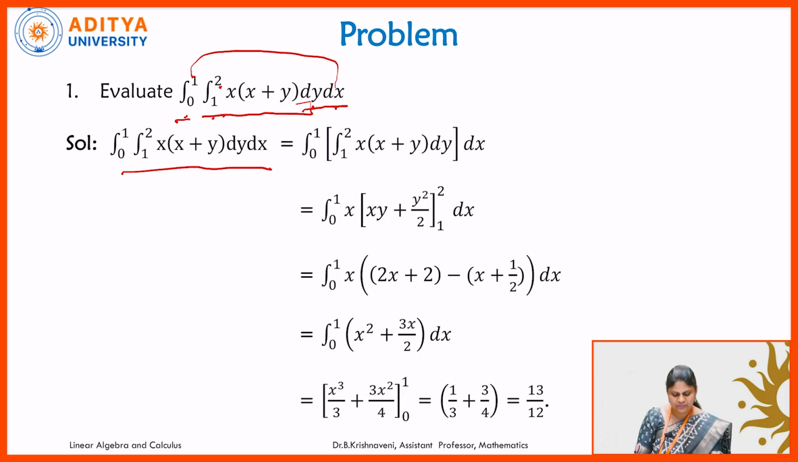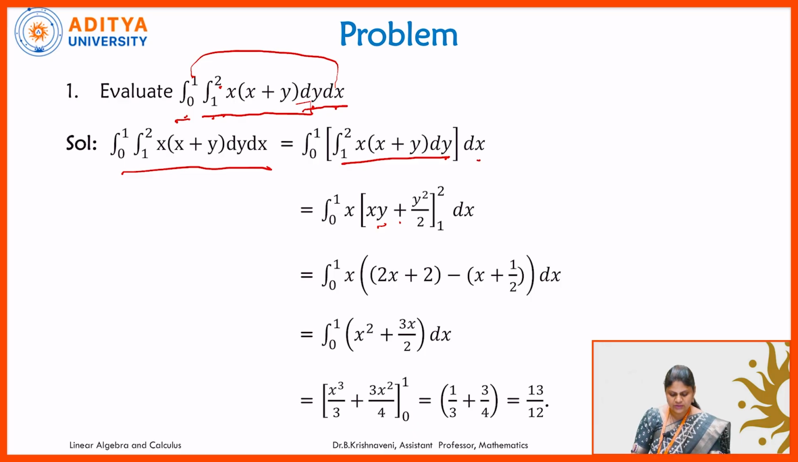This is the given integration and it can be written as integral 0 to 1, integral 1 to 2, x into (x plus y) dy, then dx. So let's integrate this with respect to y first between the limits 1 to 2, that is the y limits, which is equal to integral 0 to 1. Since we are integrating with respect to y, x is constant. So the integration of the first one, x into x with respect to y, that is integral dy is y, plus the integration of y is y square by 2. The limits are 1 to 2.